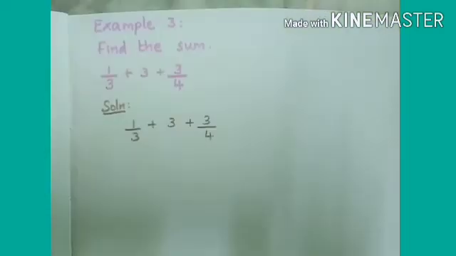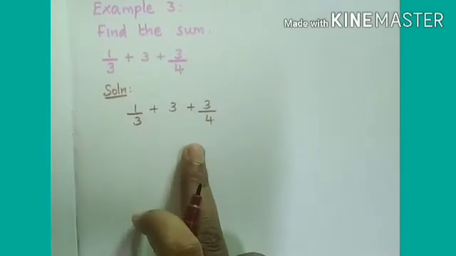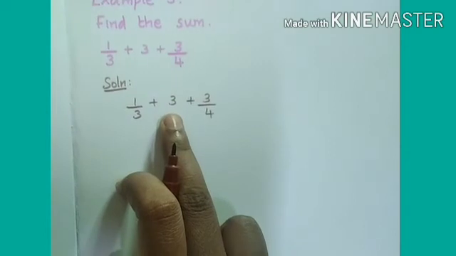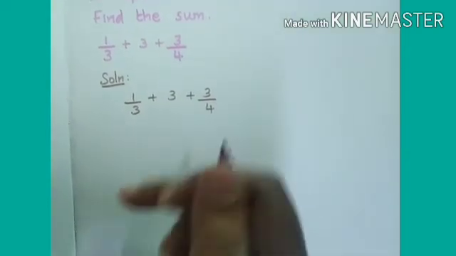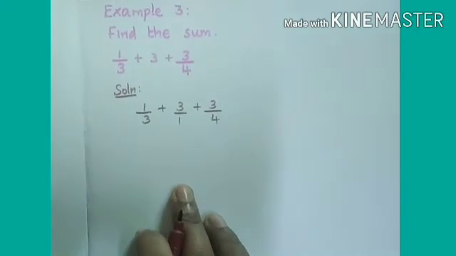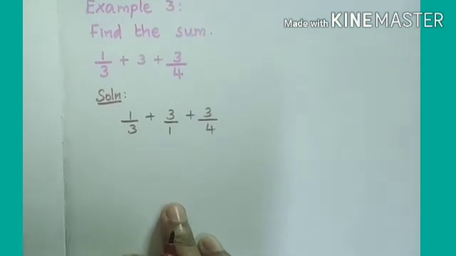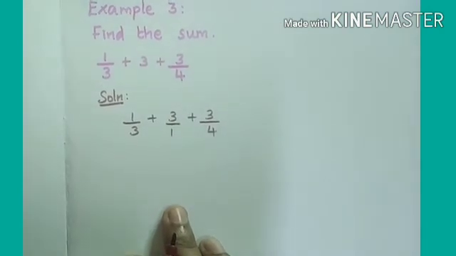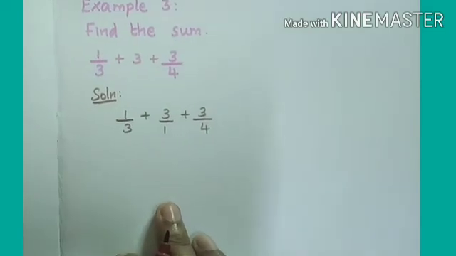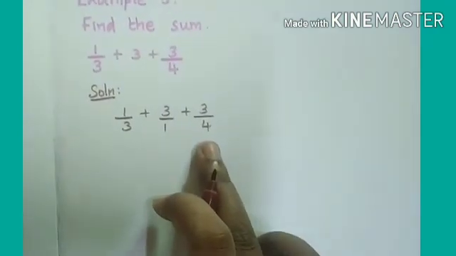Look here, in this question, 1 by 3 plus 3 plus 3 by 4 is given. Here, the whole number 3 is there. How do we write 3 in fraction form? Yes, that is 3 by 1. Now, look at the denominators. Here, the denominators are different. That means unlike fractions. So, we have to convert into like fractions by finding LCM for the denominators.